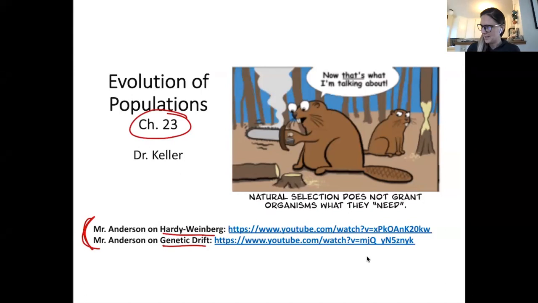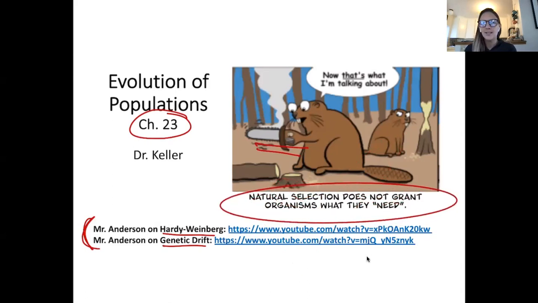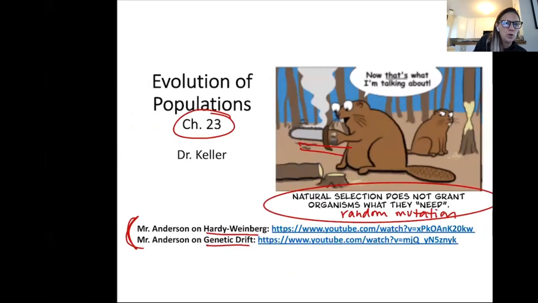It's a little beaver saying like, hey, now that's what I'm talking about, because his little arm has evolved into a chainsaw. And I want to point out that natural selection does not grant organisms what they need or what they want. All right. Natural selection selects for things that are already in the population that are a result of random mutation. All right. There's a big misconception out there that natural selection works on what we want them to work on, which is just not the case.